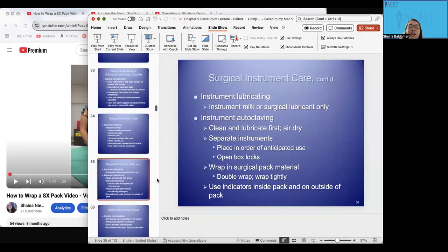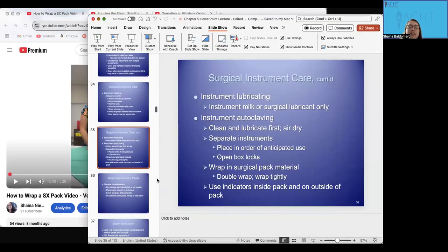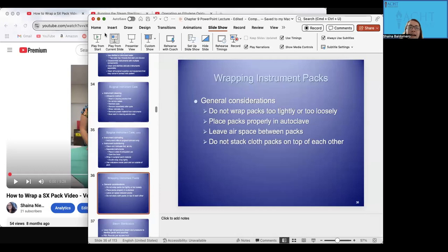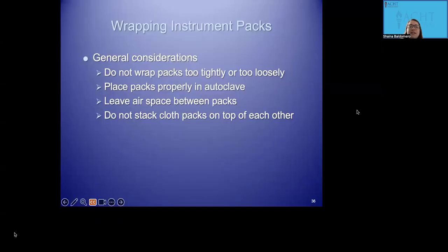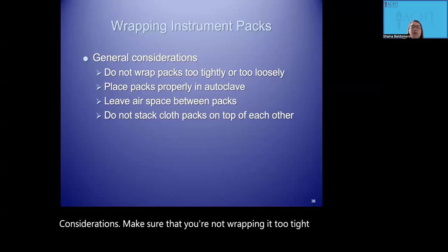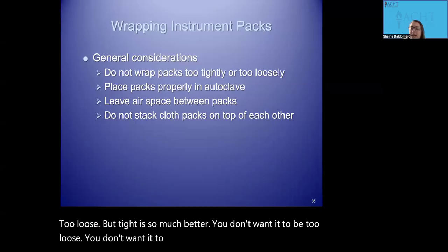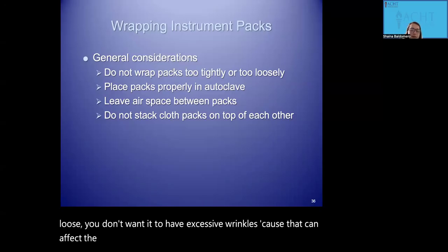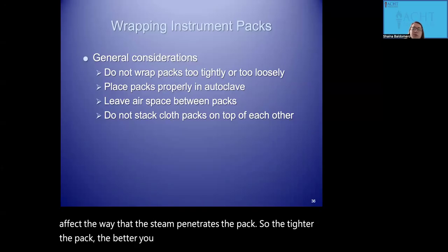So that in a nutshell is how you're going to wrap your pack using your indicator strip on the inside, your indicator tape on the outside. And again, general considerations, make sure that you're not wrapping it too tight or too loose, but tight is so much better. You don't want it to be too loose. You don't want it to have excessive wrinkles because that can affect the way that the steam penetrates the pack. So the tighter the pack, the better. You don't want it to come loose or come apart.